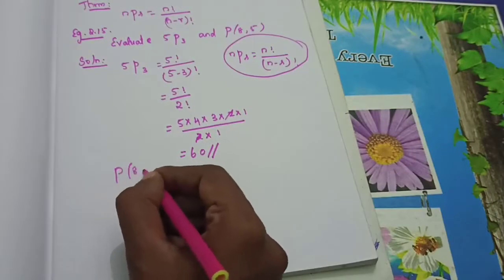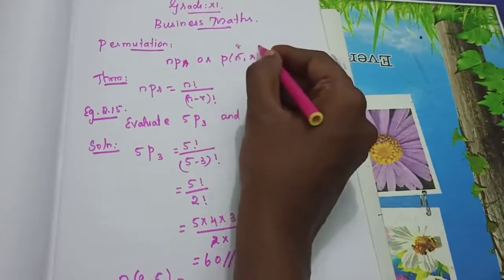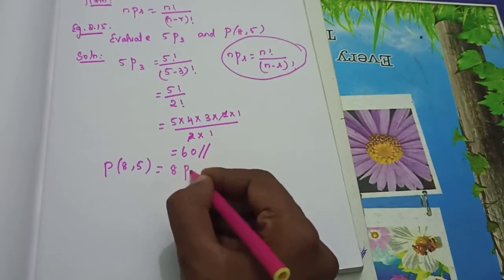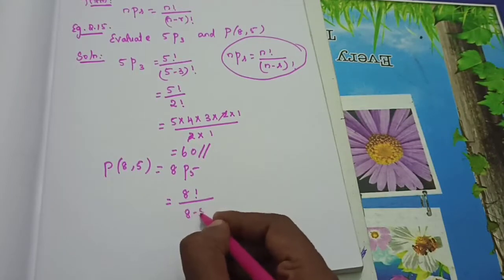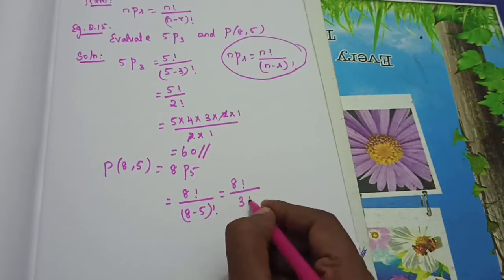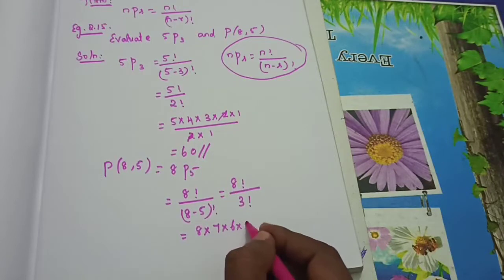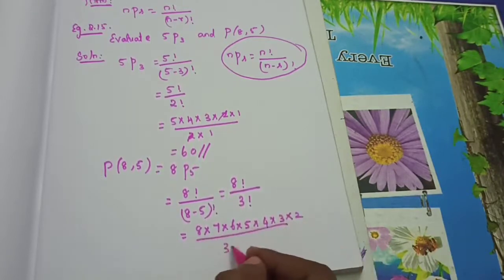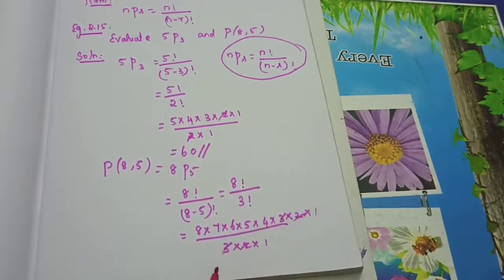That is P(8, 5). Here P(8, 5) means n value 8, r value 5. Shall we substitute? So 8P5 equals 8 factorial divided by (8 minus 5) factorial, that equals 8 factorial divided by 3 factorial. How will you write this? 8 into 7 into 6 into 5 into 4 into 3 into 2 into 1, divided by 3 into 2 into 1. These terms get cancelled. So multiply all the terms.